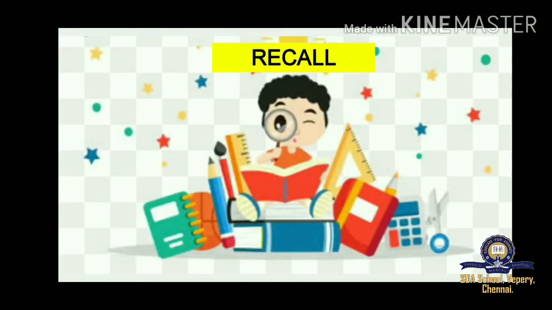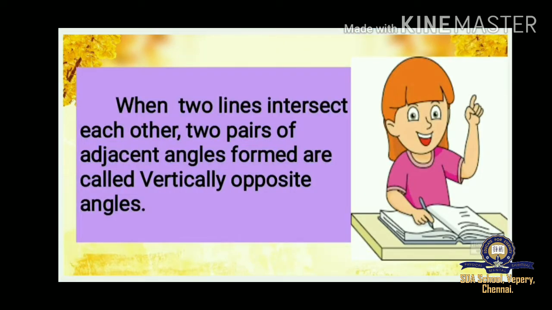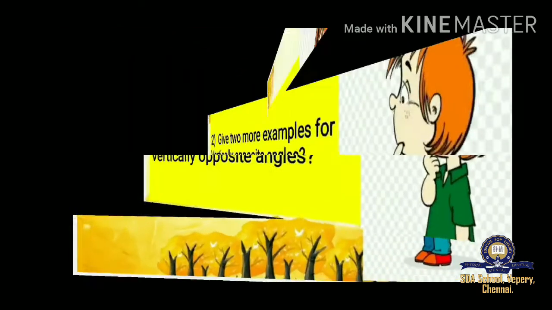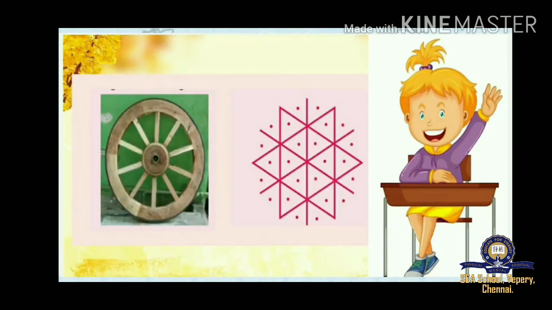Dear students, now let us quickly recall the basics of what we have seen in this class. We move on to our first question. Define vertically opposite angles. Anyone, students? Very good. When two lines intersect each other, the two pairs of opposite angles formed are called vertically opposite angles. Good. Move on to our second question. Give two more examples for vertically opposite angles. Very good. A wheel and column are vertically opposite to each other, right?